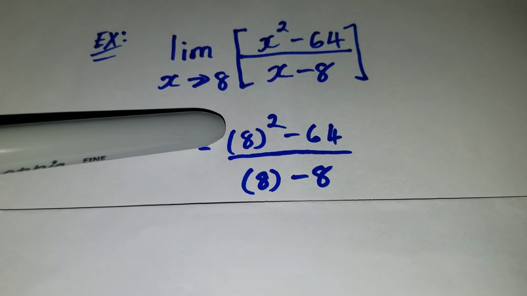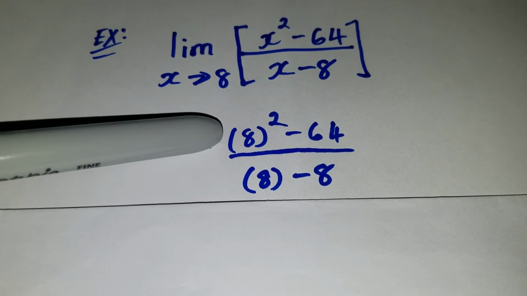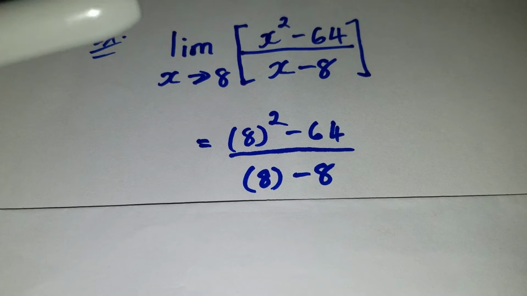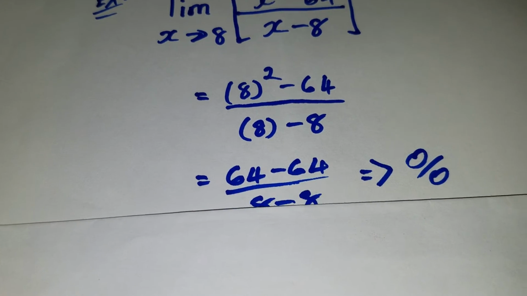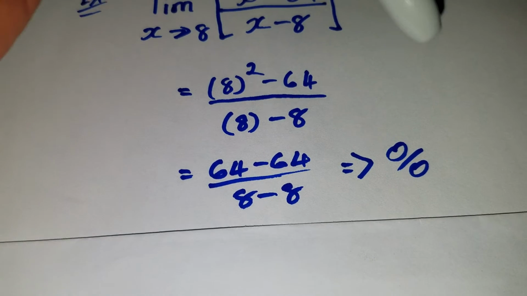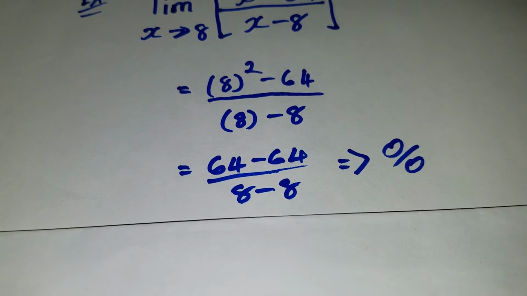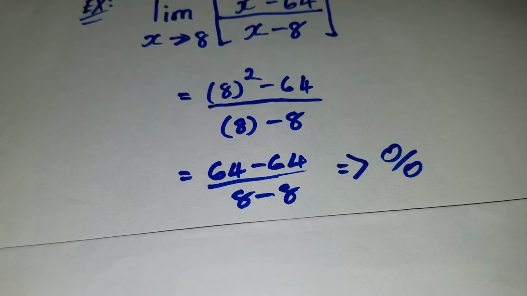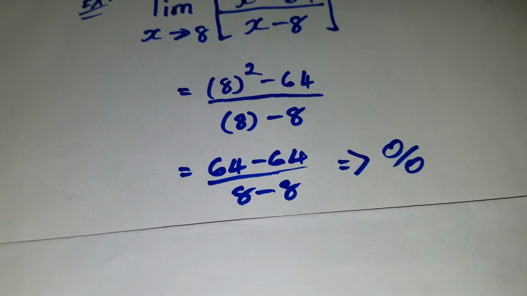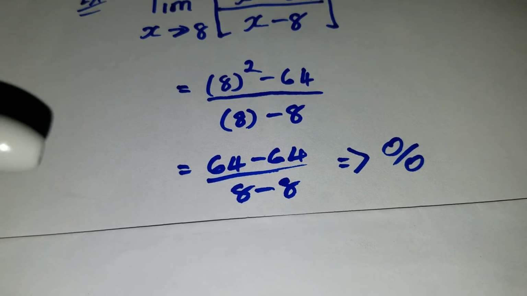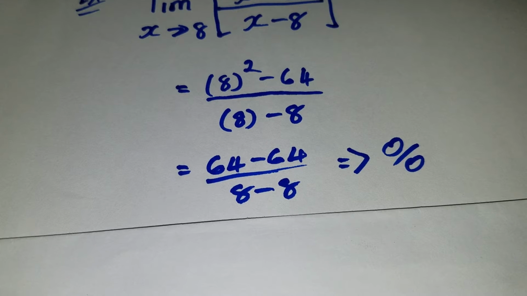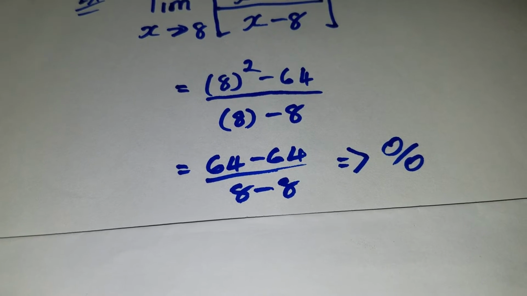8 squared is 64. 64 minus 64 is 0. 8 minus 8 is 0. So therefore we have 0 over 0. And when we have 0 over 0, it's what we call an indeterminate form. Good? Now an indeterminate form, once more, we need to find a way to cancel the 0 causing terms.